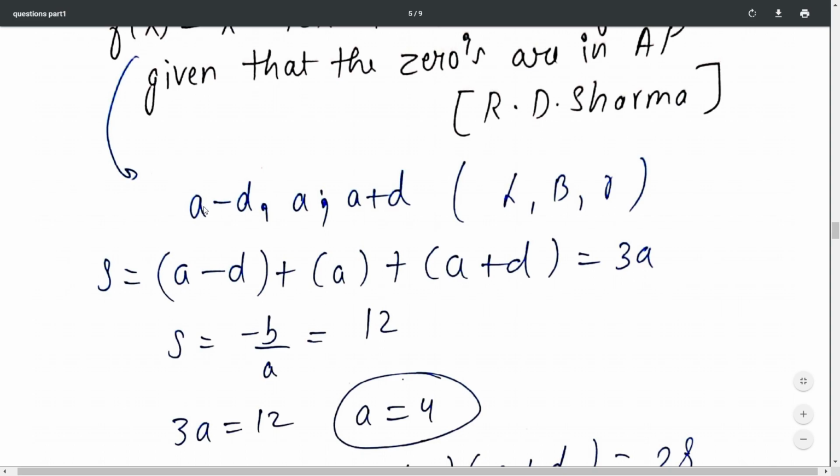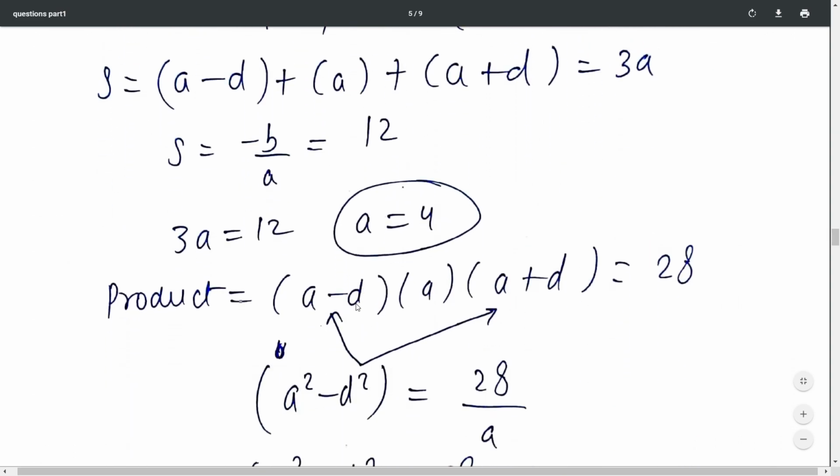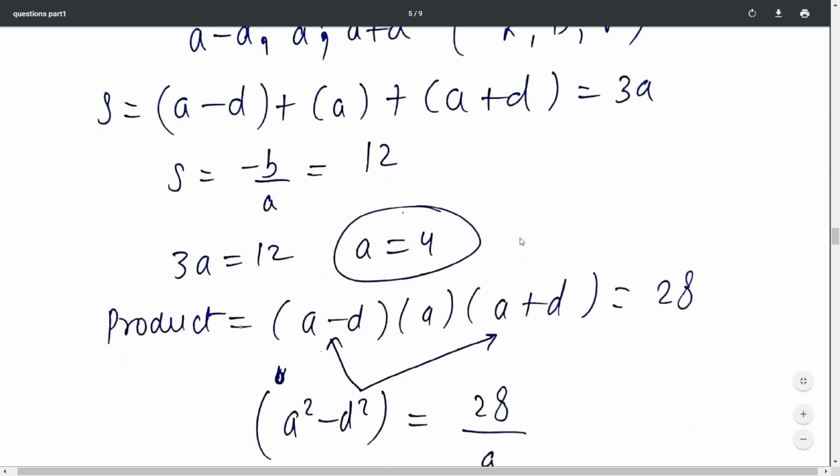So the roots become 4 minus d, 4 and 4 plus d. The product of roots becomes (a minus d) into (a plus d). And the product of roots I know from here is minus d upon a, which means 28. Right? Product of roots is 28.